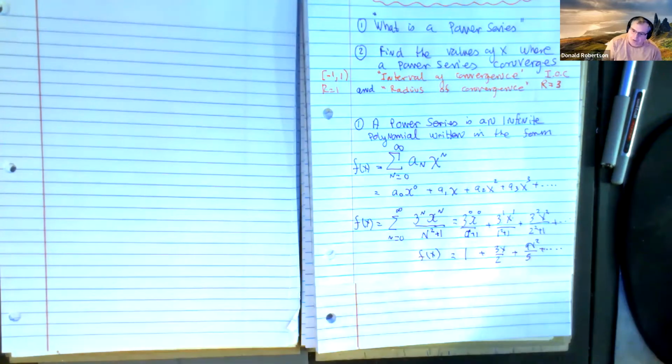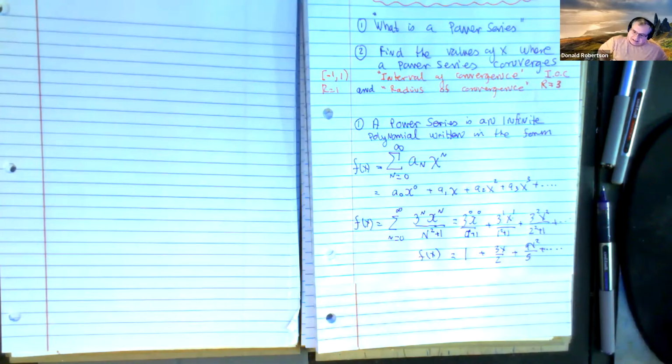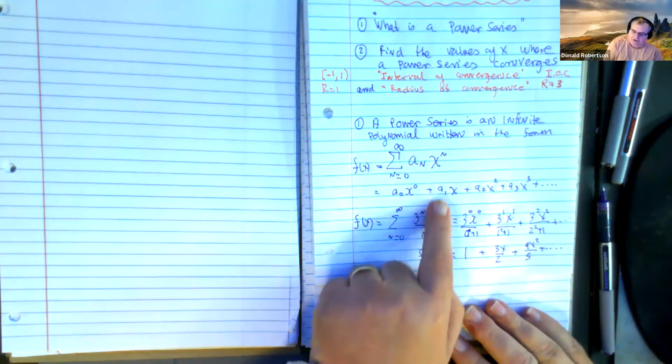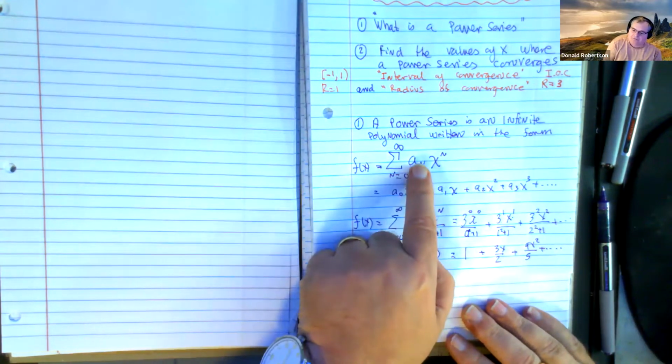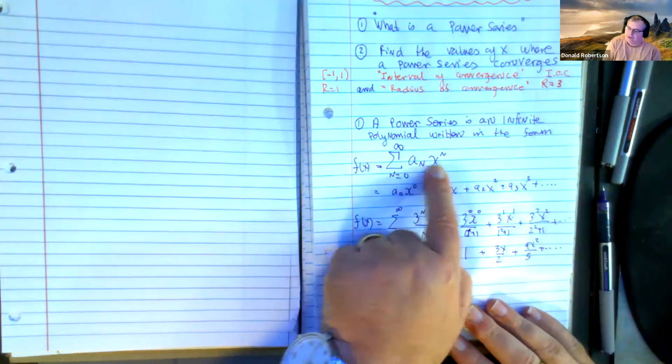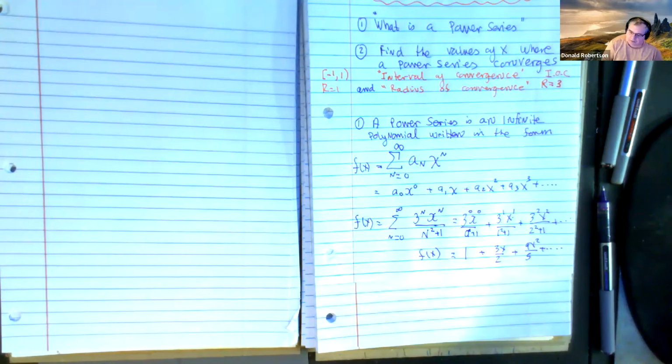So that's what a power series is. It's an infinite polynomial, typically written in this very generic way, as various multiples of powers of x. So far, so good.